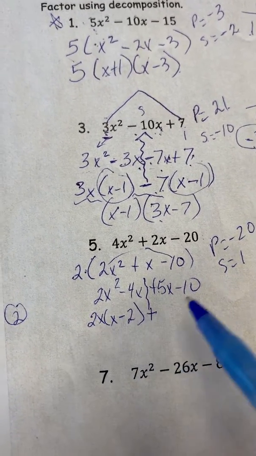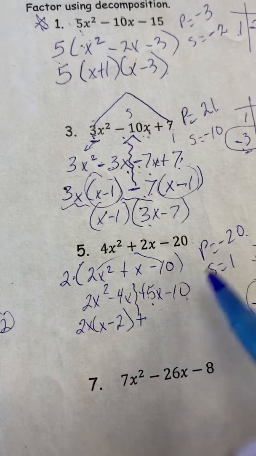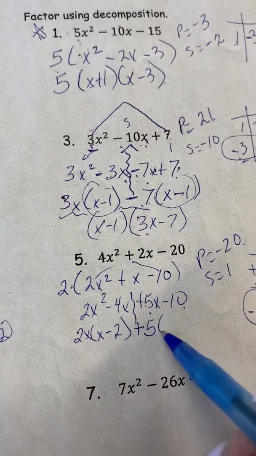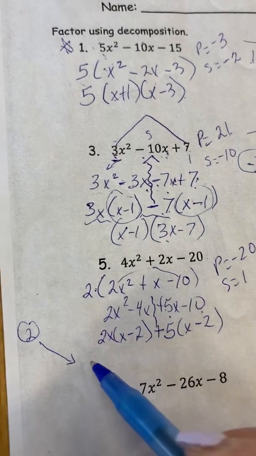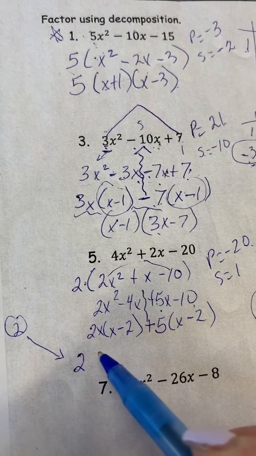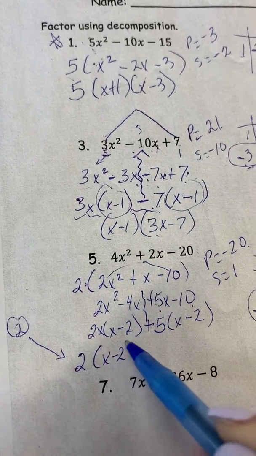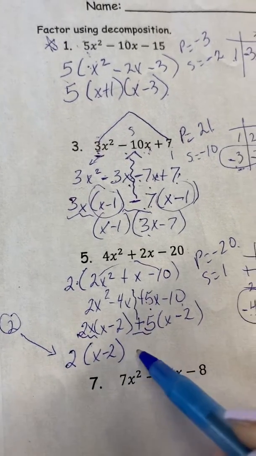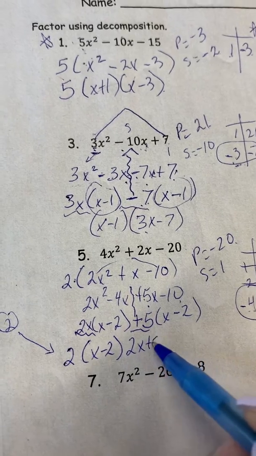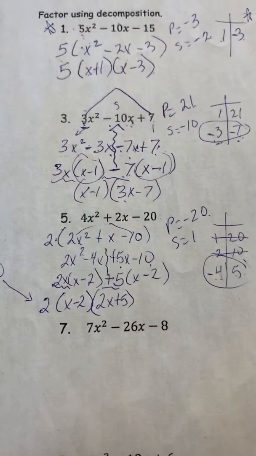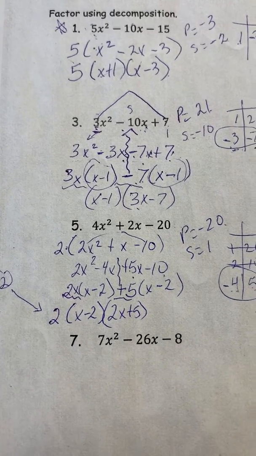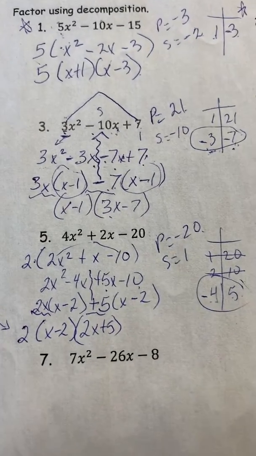This starts with a positive. What do 5x and negative 10 have as a greatest common factor? 5x minus 2. Okay, reintroducing the greatest common factor, I write that down as my first factor. My second factor is x minus 2. My last factor is the stuff on the outside of the brackets. And that, boys and girls, is how you do factoring by decomposition, and I would think that that would be one of the harder ones because we have a greatest common factor.